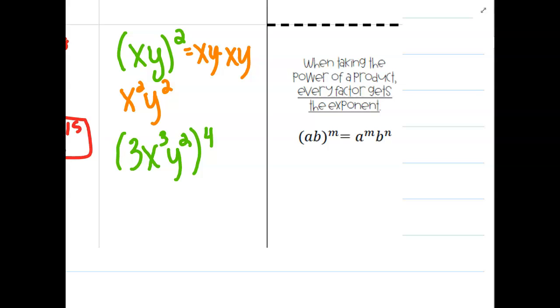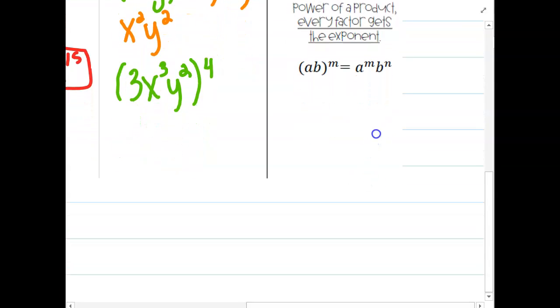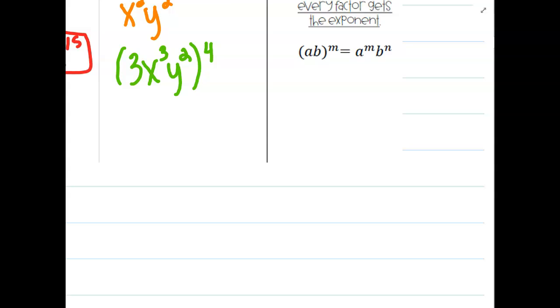So I'm kind of combining rules here. Now, every single thing inside those parentheses gets the exponent. Everything in here gets raised to the 4th power. Everything. Including the 3. That's the biggest thing that people forget about. But remember, this means (3x cubed y squared) times (3x cubed y squared) times (3x cubed y squared) times (3x cubed y squared). Which is 3 times 3 times 3 times 3. 3 to the 4th power.